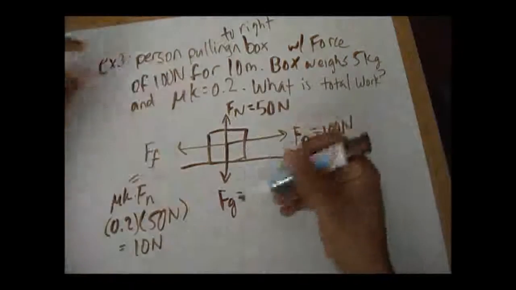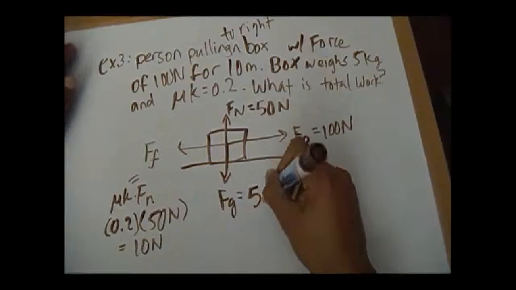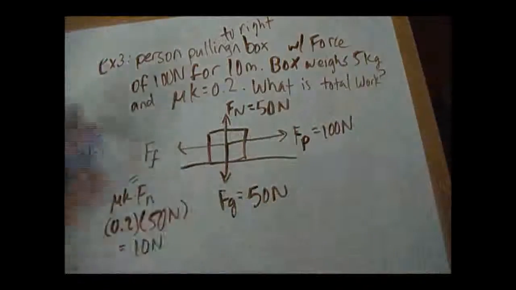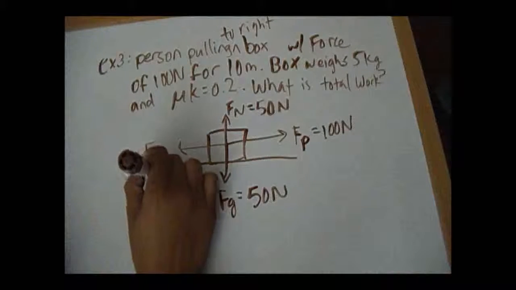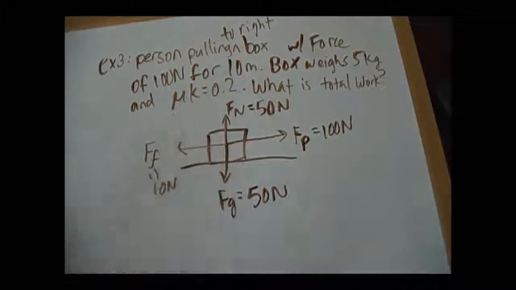So force of gravity we know is 50 newtons. We'll worry about the signs later on, the negatives and the positives. Force of friction we figured out was 10 newtons. I'll put it right here, 10 newtons.